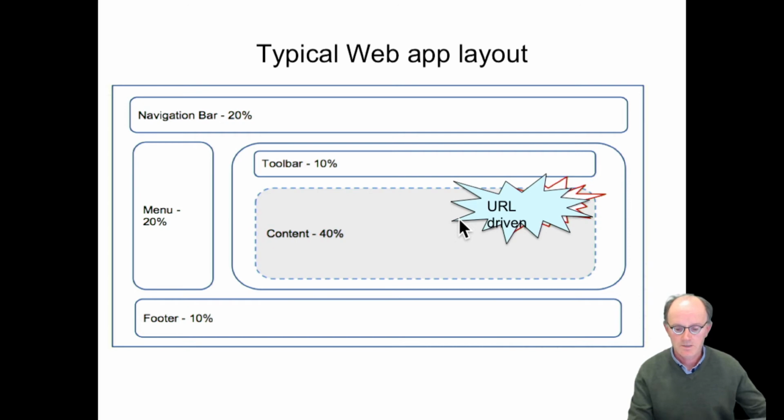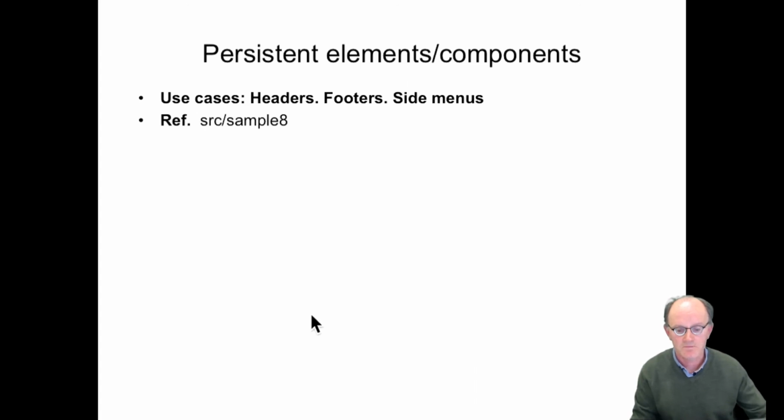Right, so where we left off is how do we get these, as React calls them, persistent elements or persistent components, built into our app UI. Sorry, they're called persistent, not permanent. And the use cases are, as I've already elaborated, for headers, footers, and side menus that are always visible.